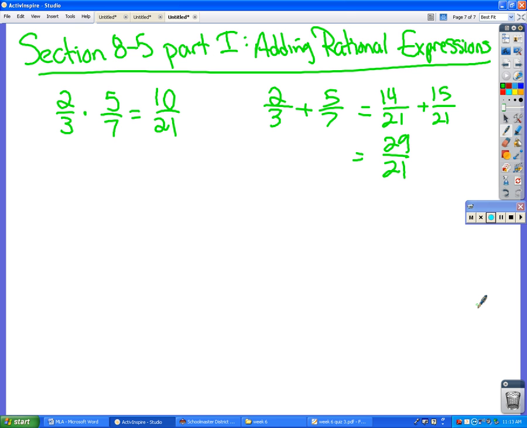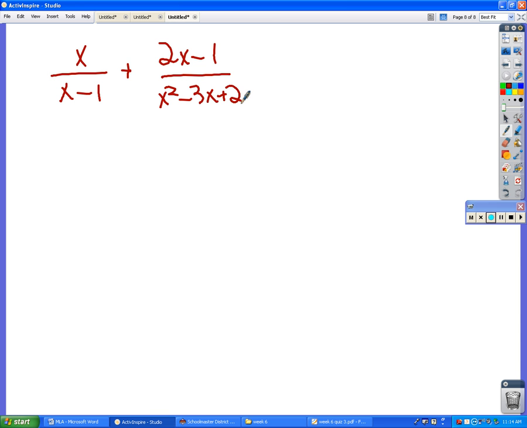Okay? So as a refresher, when we're doing this with rational expressions, it's the same process. It's just with x's in there instead. So watch for this, and think about this as we're going through and doing the adding and subtracting. Okay? So let's add together x over x minus 1 plus 2x minus 1 over x squared minus 3x plus 2.